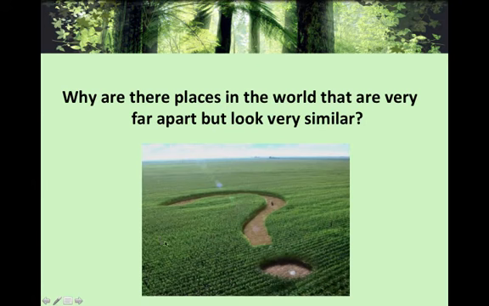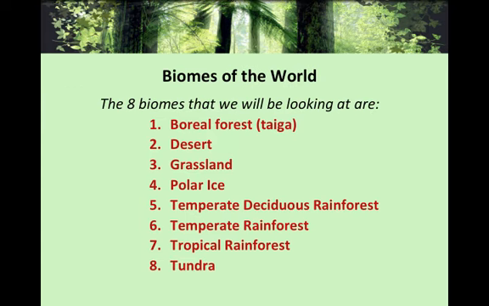Now here's the question to start off the next part of our vodcast. I've already briefly talked about it, but why are there places in the world that are very far apart, yet they look very similar to each other? If you were thinking that it is because they might have similar characteristics of abiotic factors and biotic factors, then you'd be correct. And what this makes up is the world's biomes.